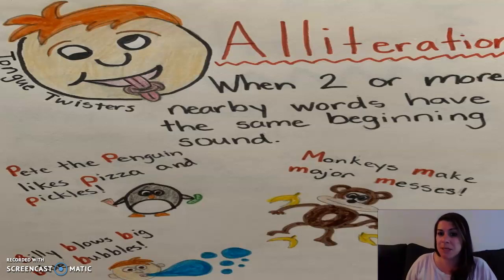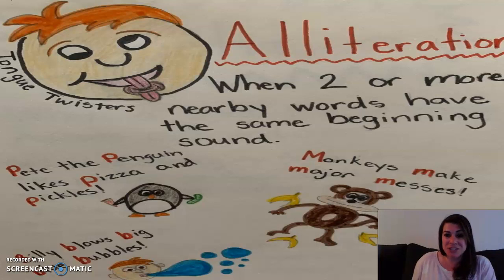The other one is monkeys make major messes. Again, they all start with that same sound. And then the last example I gave was Billy blows big blue bubbles, all starting with the b sound. Alliteration is fun. It's a fun thing to throw in stories, and a lot of authors will use that as well. It has a good sound to it. It's a great way to start a story if you're going to write something.